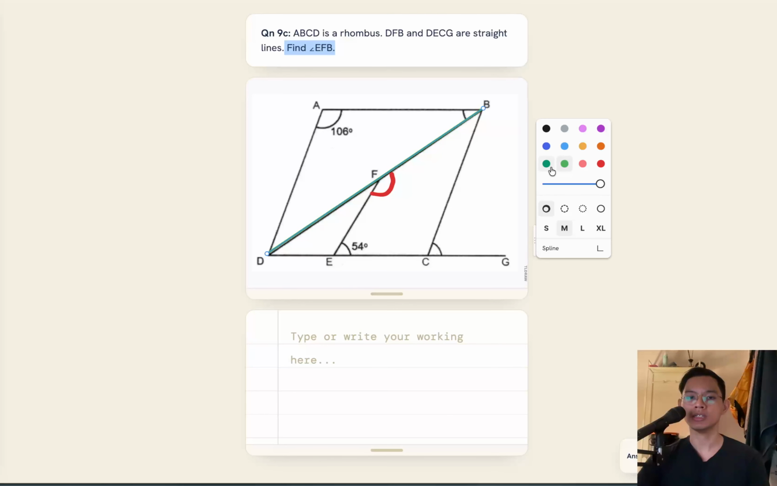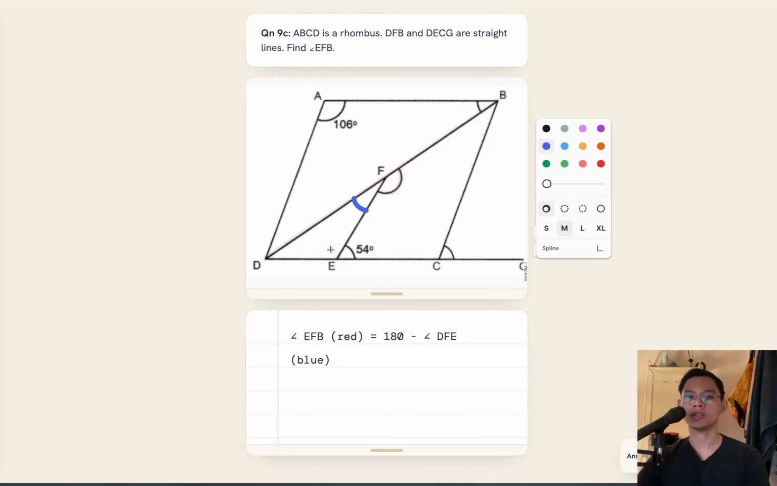Then that's the first thing. Second thing is we need to figure out the other angle, which is angle EFB. Angle EFB is 180 minus angle DFE. So DFE is part of what? Oh, part of this triangle over here, DFE.